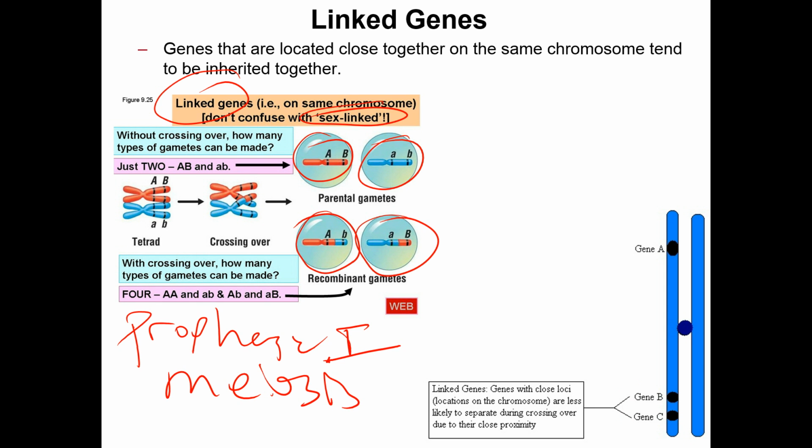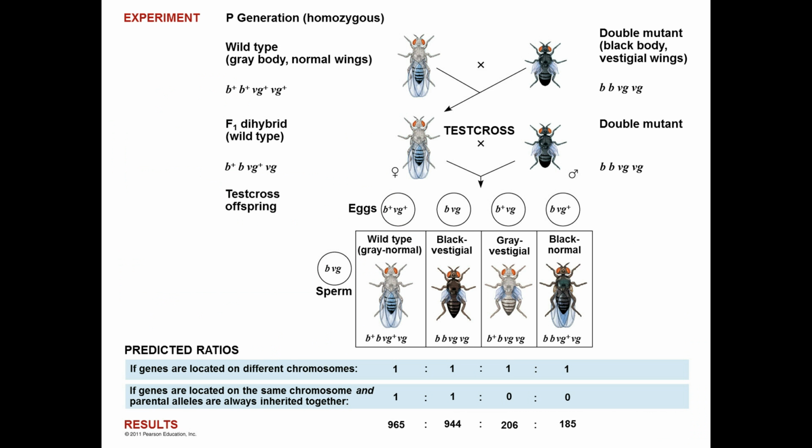So the further apart two genes are, the higher the likelihood of recombination. The closer they are, the lower the frequency of recombination. Here we're looking at fruit flies. We have the wild type fruit fly with a gray body and normal wings. This is the dominant phenotype. In this case, we have a wild type true breeding fly.